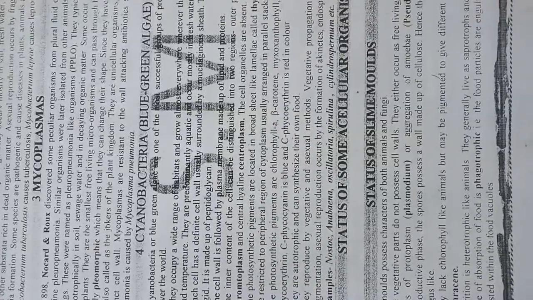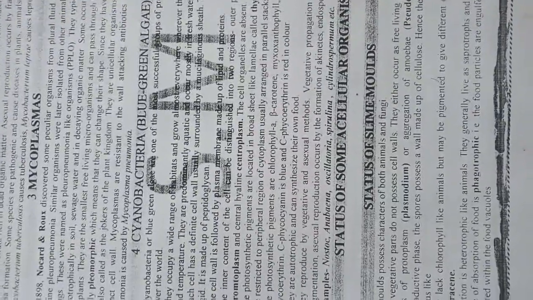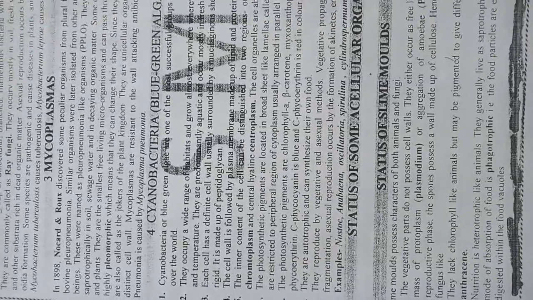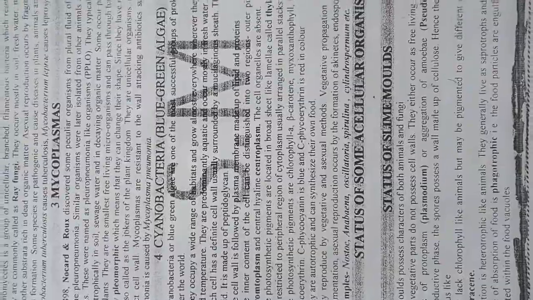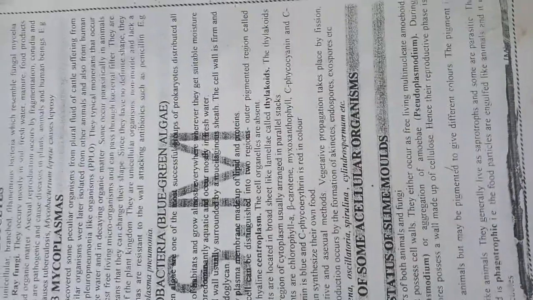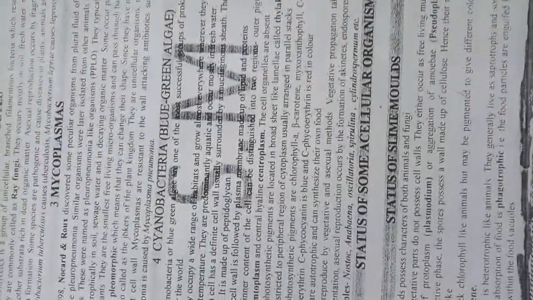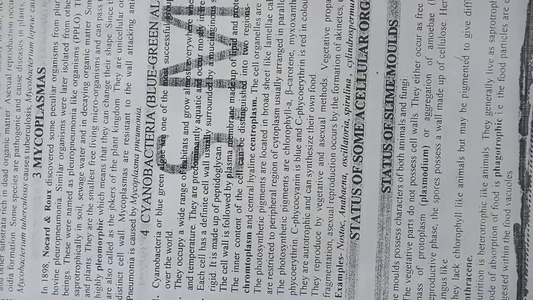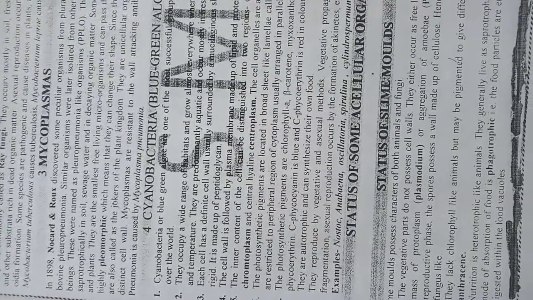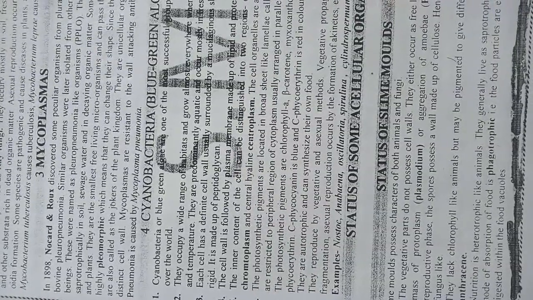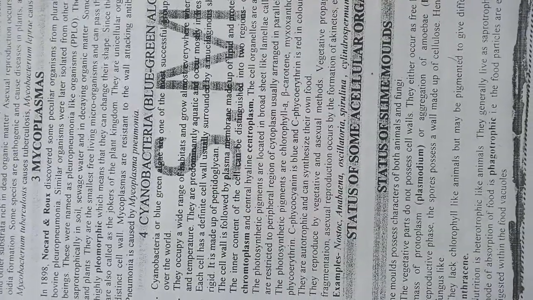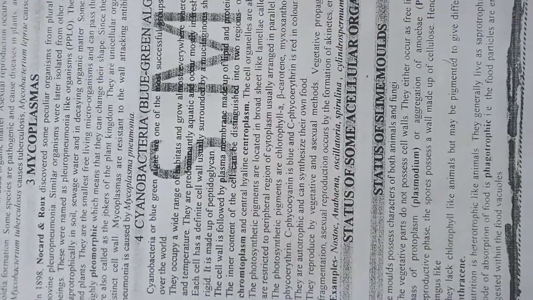cell can be distinguished into two regions. So the inner content of the cell has two regions. Outer is the pigmented or colored region, which is called the chromoplasm, and the central hyaline region, which is called the centroplasm.